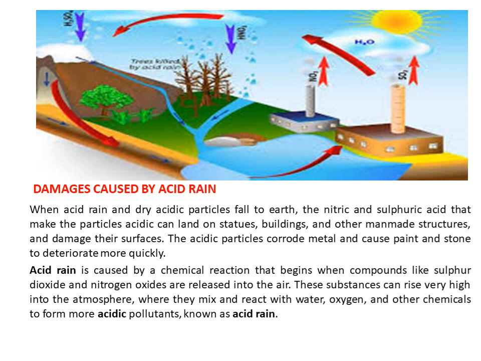Acid rain is caused by a chemical reaction that begins when compounds like sulfur dioxide and nitrogen oxides are released into the air. These substances can rise very high into the atmosphere where they mix and react with water, oxygen, and other chemicals to form more acidic pollutants known as acid rain.